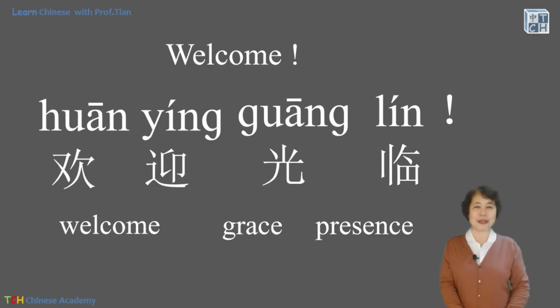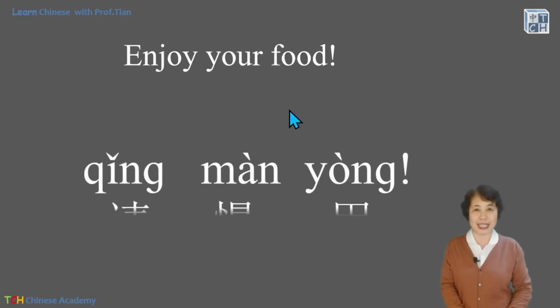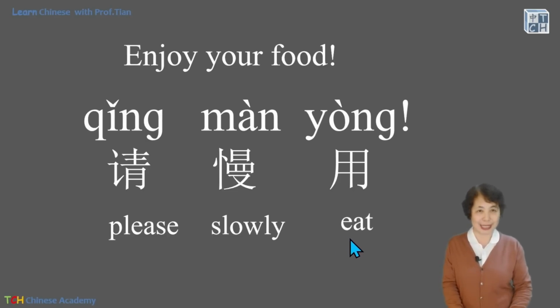Okay, the next sentence is when you are seated at the table and have ordered your food and they have brought your dish and they say, enjoy your food. And in Chinese it is 请慢用. So that means please 请慢, slow or slowly. 用 here means to eat. It doesn't mean to use. Here it means 用餐. That is a very formal way of saying eat.